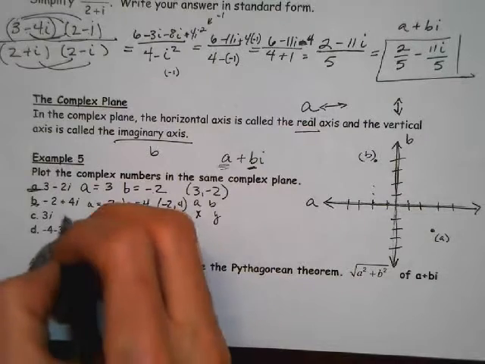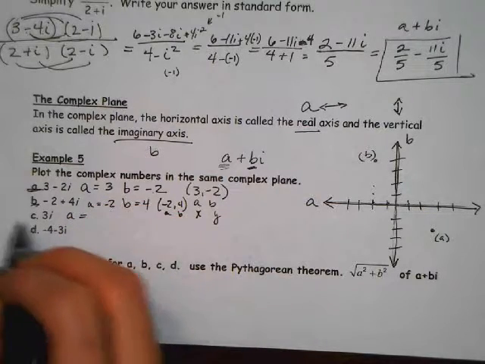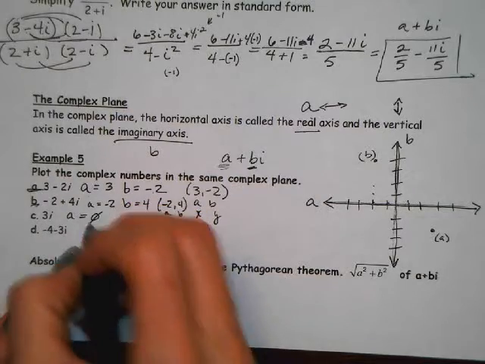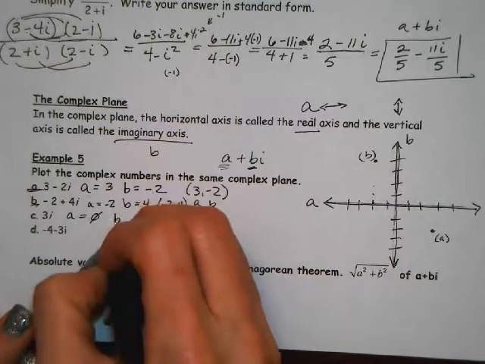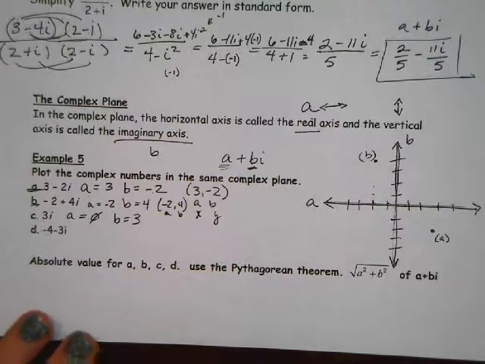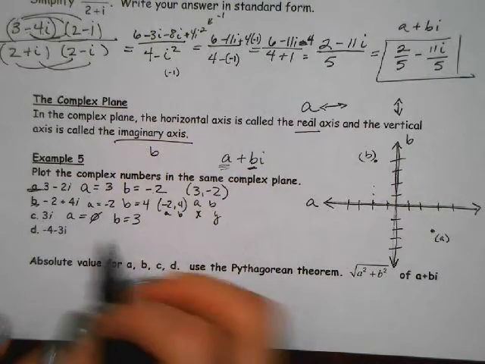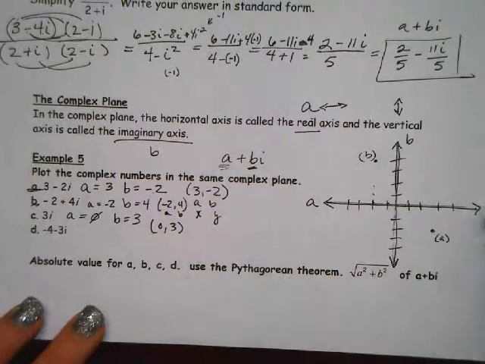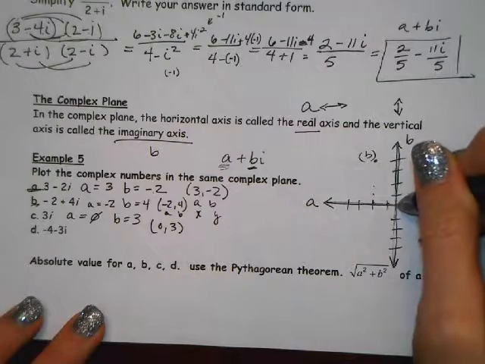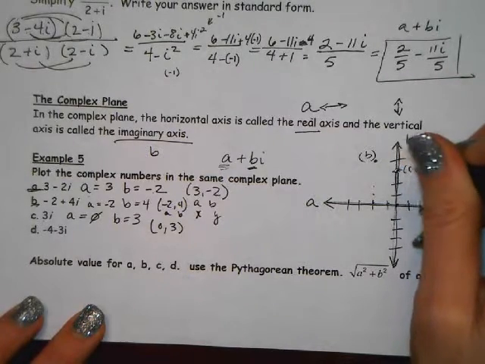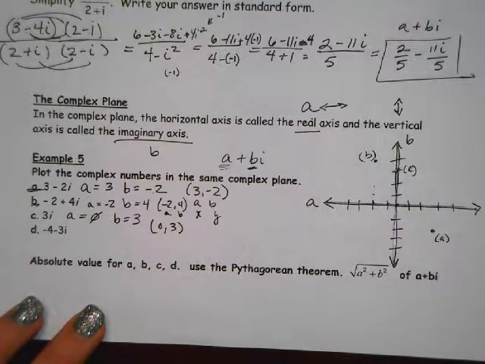Now if I look at c, I have a equals, well I don't see an a in front of the b value, so a is just 0, and then b equals what's in front of the i, which is 3. Okay, so I can rewrite this as 0 comma 3. So I could go to my graph, go to 0, that's the a value, and go up 3. And put a point there, and that is my c complex number graphed.